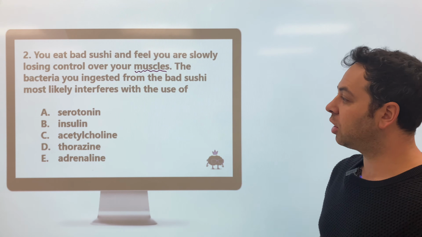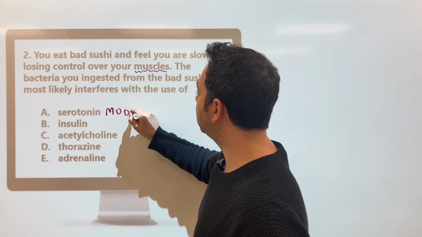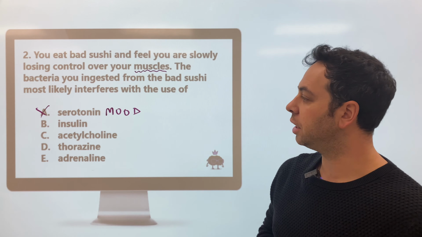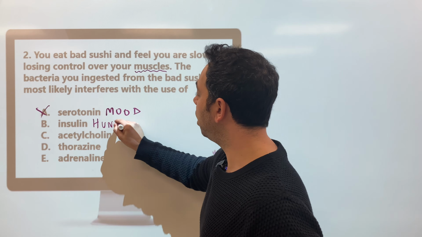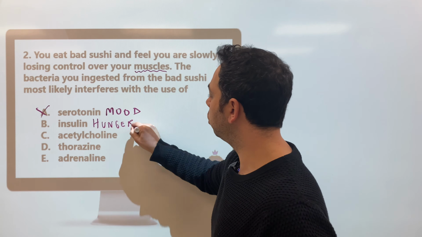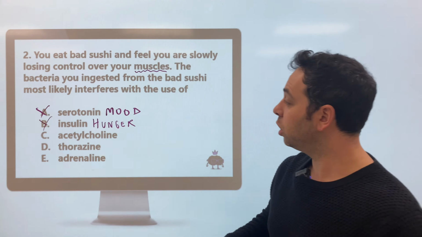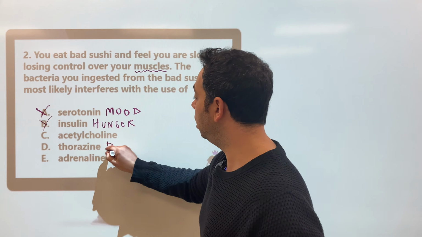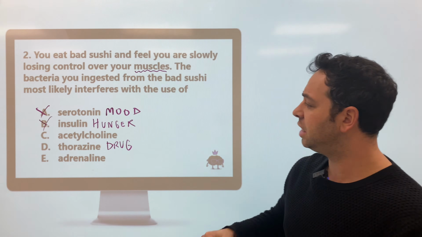Well, let's start with letter A. Serotonin deals with things like mood and appetite and maybe thirst, so that is not going to be our answer. What about B, insulin? Well, insulin is a hormone released by our pancreas that deals with hunger, regulating our glucose levels. So that's not going to be our answer. All right, what about thorazine? Well, thorazine is actually not even a hormone. It is a drug that you take if you have psychosis or schizophrenia. So that is not our answer.